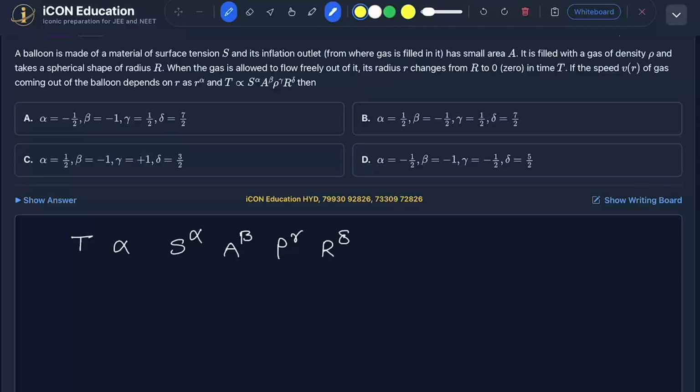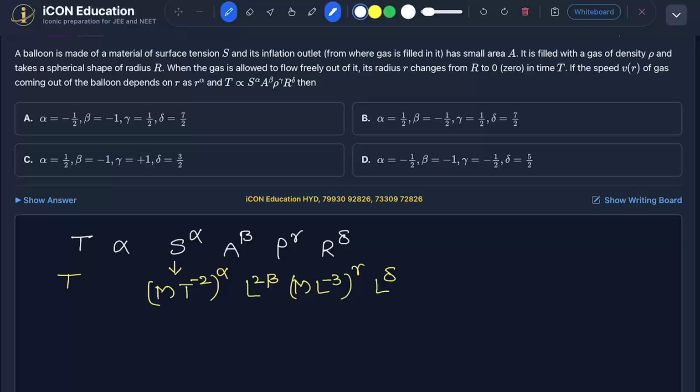They are asking to find alpha, beta, gamma, delta values, but no need to find all those four values. Let us see how it is. Basically, this is based on the dimensions formula. Let me write the dimensions of each physical quantity. Left hand side we have time, and this is the surface tension, force per unit length. That's why MT power minus 2 whole power alpha, A for area, L square, and rho mass density. That's why this is a mass per unit volume, whole power gamma, R for radius, L power delta.